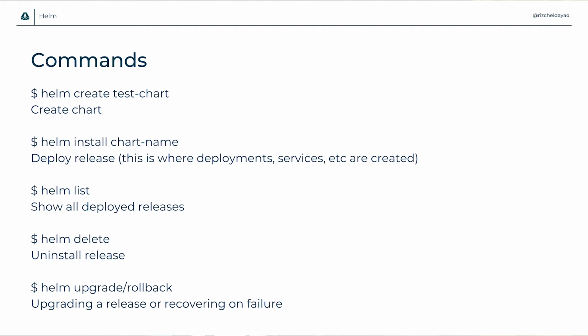helm install chart name. This is where you're going to do all your deployments. It's basically going to go through that templates folder, and it's going to generate all of those resources in your Kubernetes cluster. And then the last couple ones: helm list, so you can see all your deployed releases; helm delete if you want to uninstall a specific release; and then helm upgrade and rollback, if you want to, again, do upgrades or rollbacks.